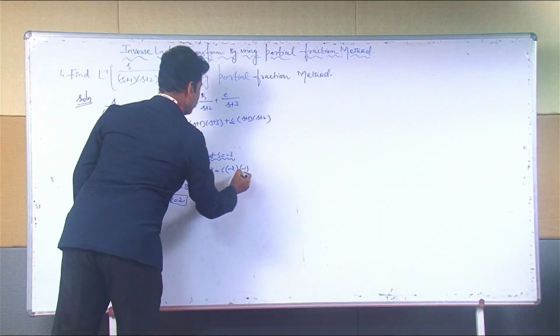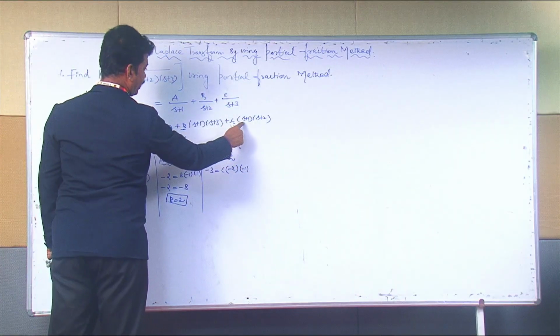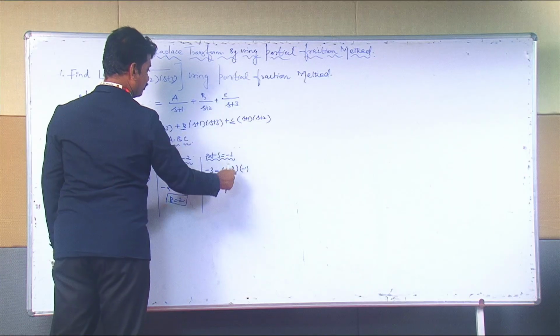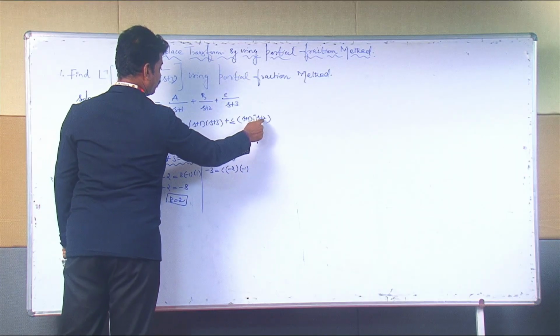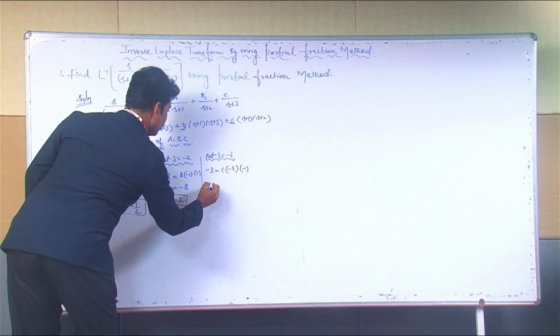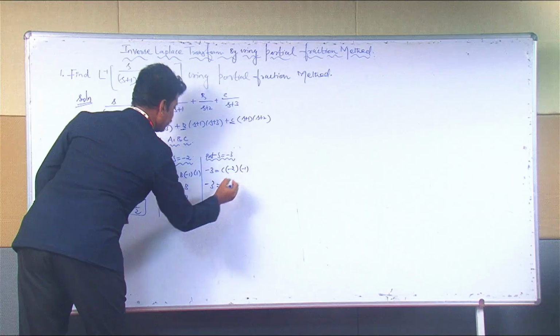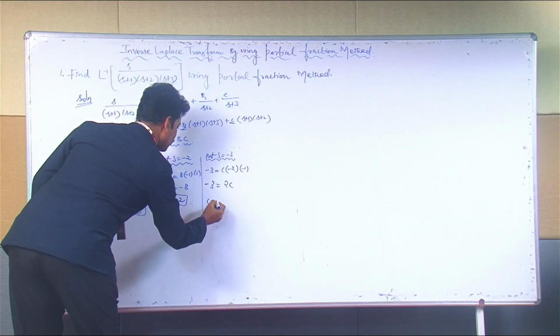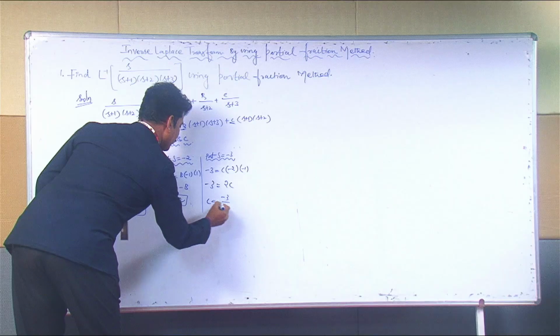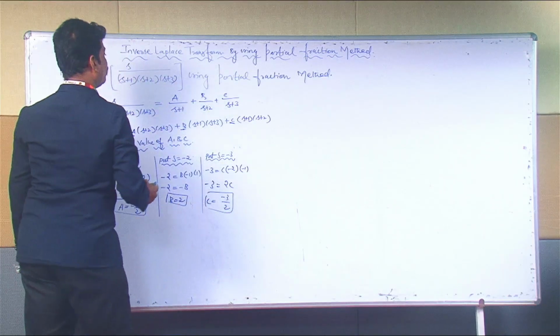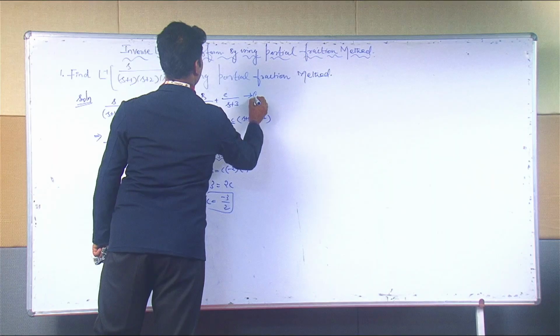So this is minus 1. Look at here, substituting minus 3. Minus 3 means minus 3 plus 1 minus 2, so minus 3 plus 2 minus 1. Therefore, minus 3 equals 2c. Clear? So c equals minus 3 by 2.